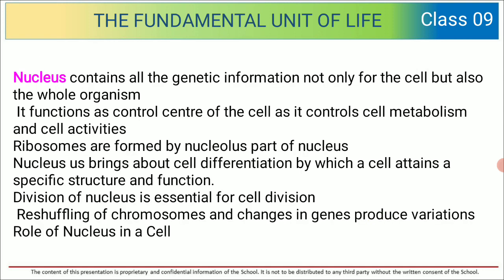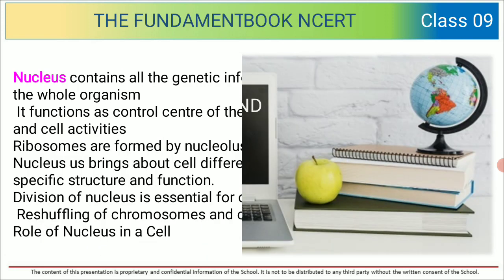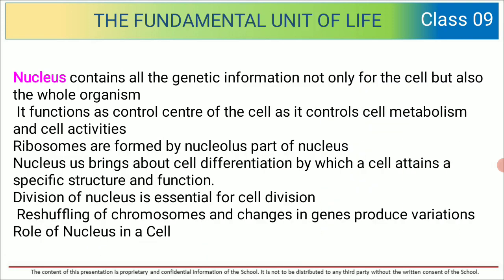The nucleus contains all the genetic information. Its function is to control all the activities of the cell. Division of the nucleus is essential for cell division, because only after this will the cells get divided. And reshuffling of chromosomes and changes in genes also produce variation.